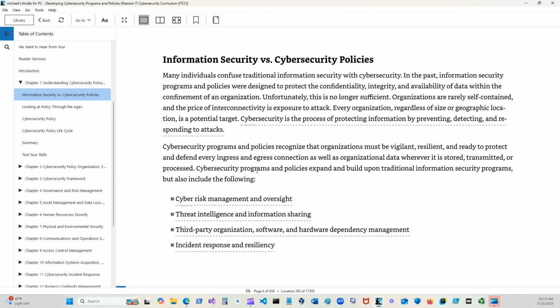Cybersecurity is a process of protecting information by preventing, detecting, and responding to attacks. Cybersecurity programs and policies recognize that organizations must be vigilant, resilient, and ready to protect and defend every ingress and egress connection, as well as organizational data wherever it is stored, transmitted, or processed. Cybersecurity programs and policies expand and build upon traditional information security programs, but also include the following: cyber risk management and oversight, threat intelligence and information sharing, third-party organizations, software and hardware dependency and management, incident response and resiliency.